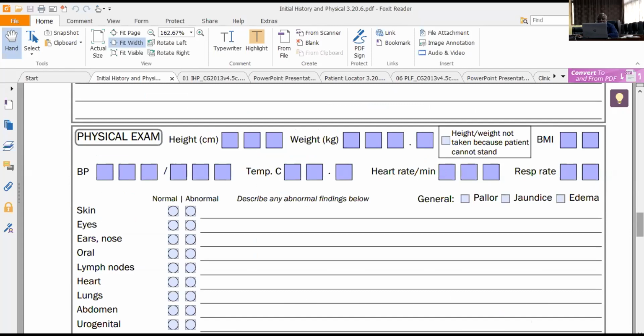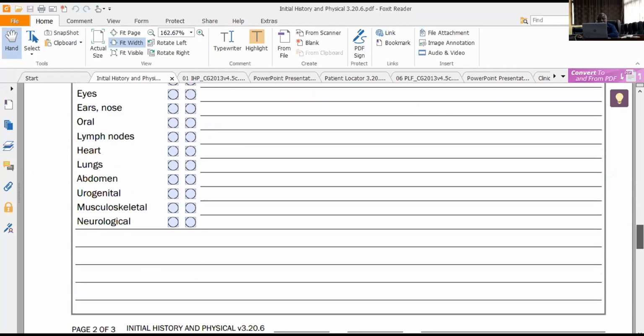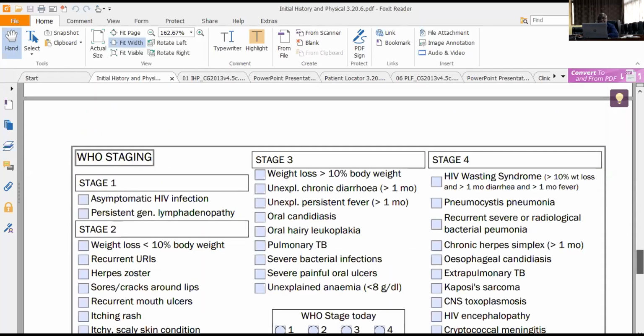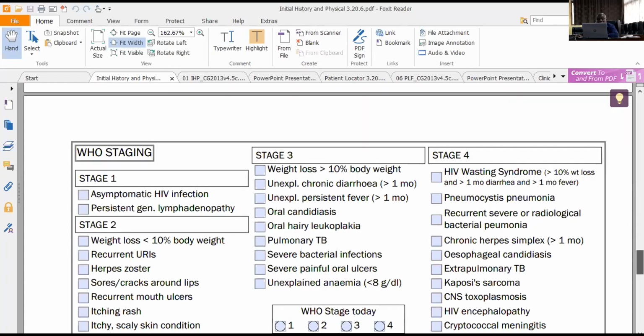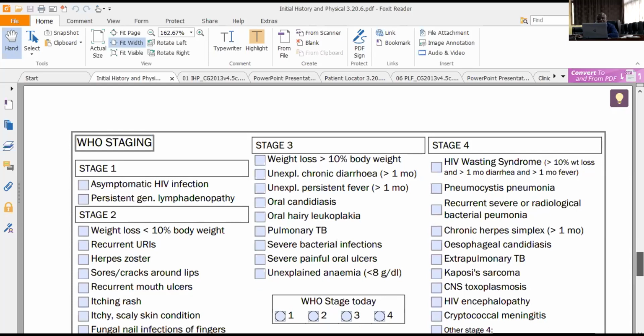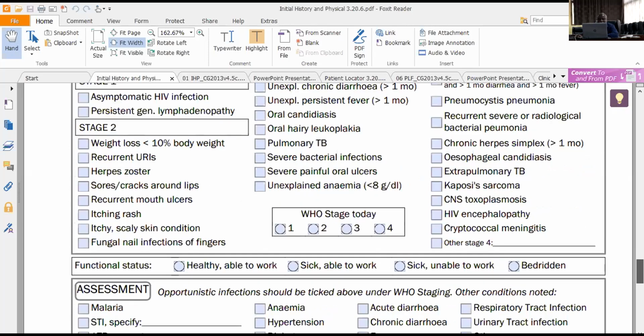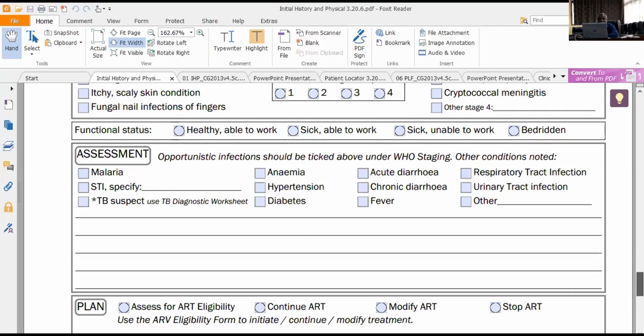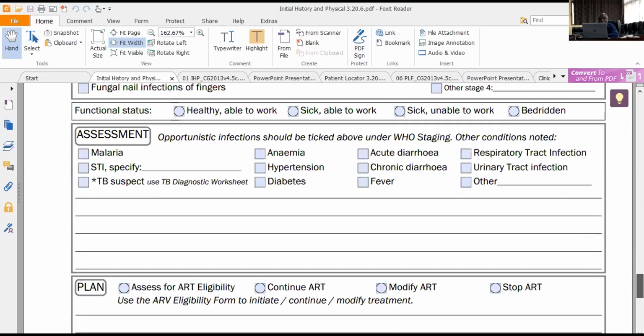So you do your physical examination, the same height, the same weight, the BMI was calculated, the BP, temperature, and then you look at the skin, the eyes, and so on up to neurological there. Then you would go to WHO staging, the usual stages, stage 1 up to stage 4, okay? And then you determine what is the WHO stage on that day. Then you go into the functional status, whether healthy, able to work, whether sick, able to work, whether sick and able to work, whether bedridden. Then you go into assessment to check if they had malaria, if they had STI, or if they had the TB suspect, okay, and all those other diseases there. Then you went into the plan.